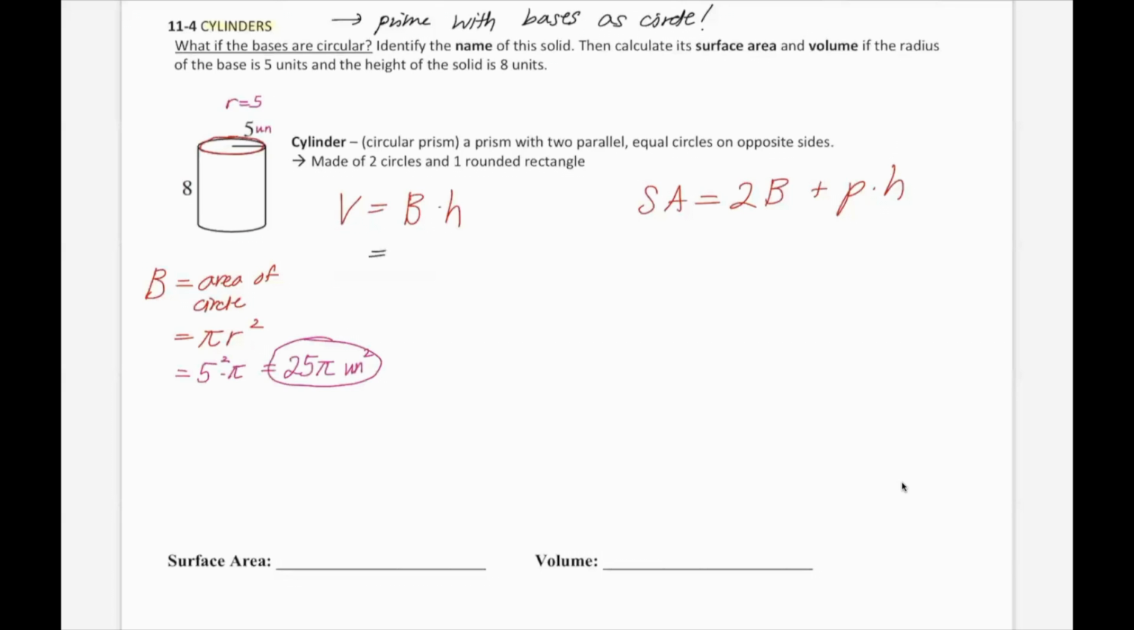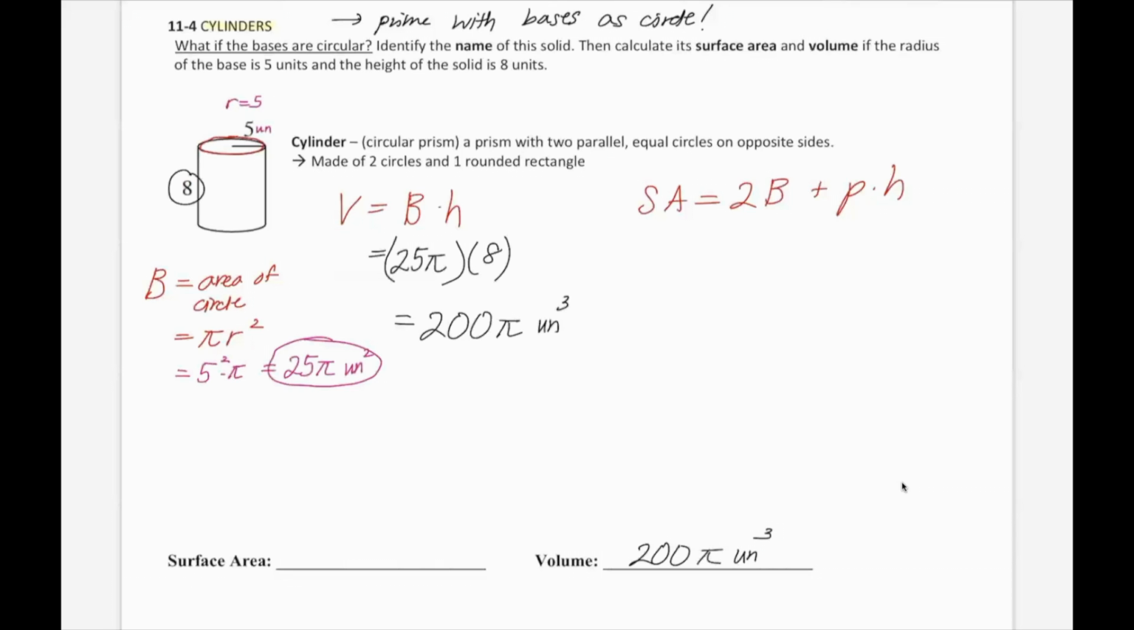So then for the volume, we're ready. The area of the base is 25 pi multiplied by the height of 8 units. That comes out to be 200 pi. Don't forget the units, cubic units. That is going to be the volume of the cylinder.